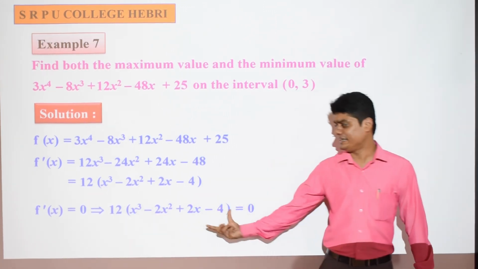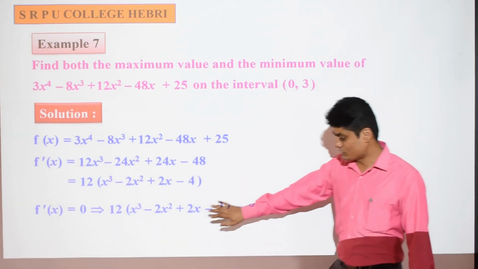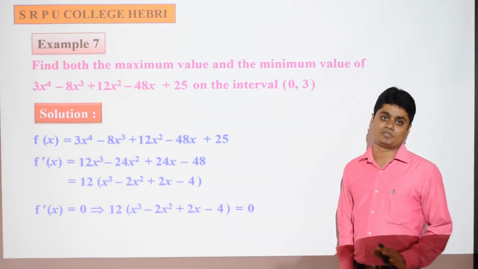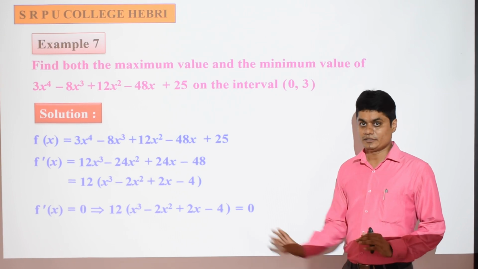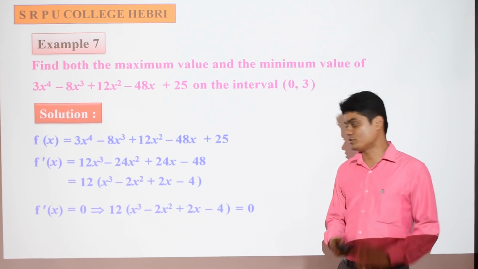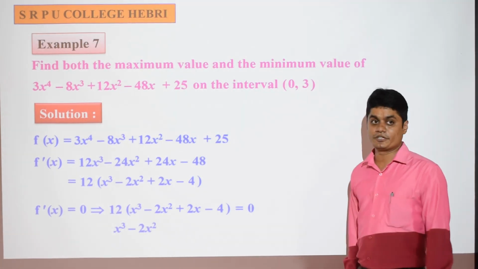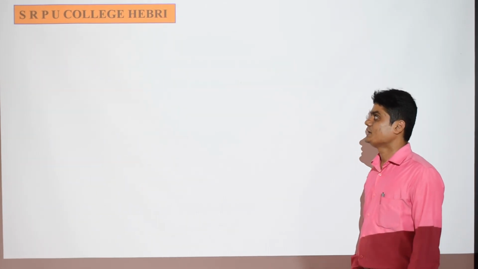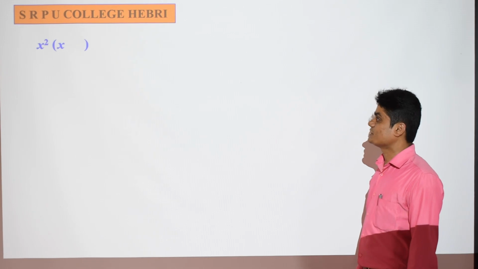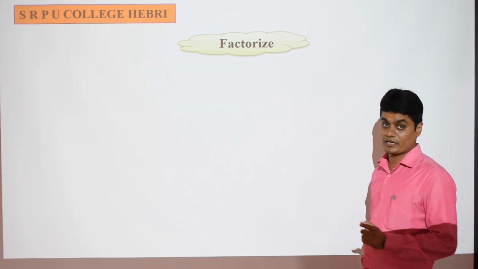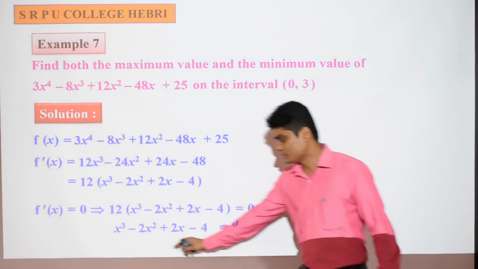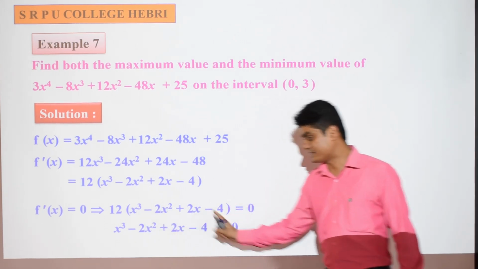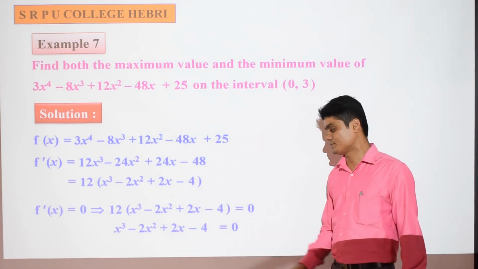This is a cubic equation. If you can solve this cubic polynomial, the problem is done. So I'll show you how to solve this cubic equation. Observe carefully. It's new work for you. Maybe you didn't solve a cubic polynomial before. It's a different kind of work. So the cubic equation is x^3 - 2x^2 + 2x - 4 = 0.